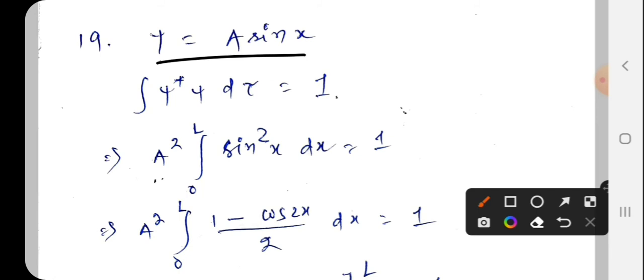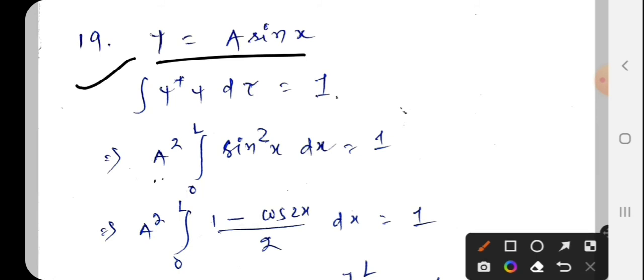This is a normalized wave function, which means this is the condition for normalization. Now, after the normalization constant, put the value of psi: psi equals A sin x, and psi star is also A sin x. Multiply them, that means A squared, integration from 0 to L of sin square x dx. Again, what is the value of sin square x? That equals 1 minus cos 2x by 2.